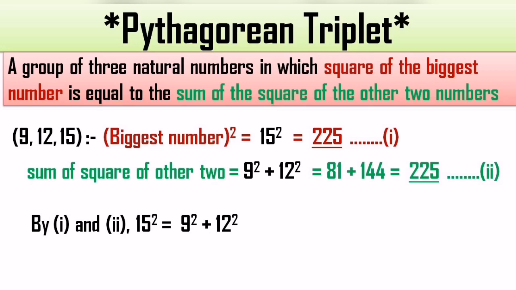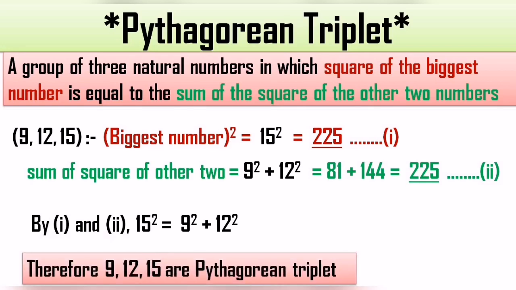And if this condition arises, if it is equal to each other, then we can say this 9, 12 and 15 are Pythagorean triplet. If these things are not matching, then we cannot say they are Pythagorean triplet. And for a better understanding, check out these sums first of all.